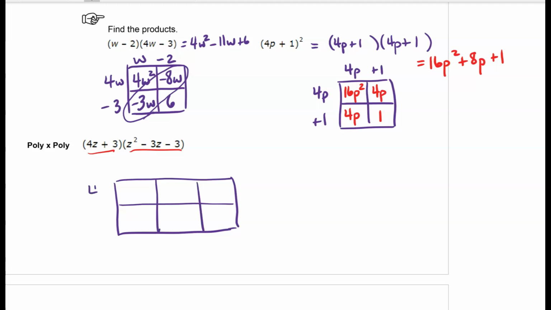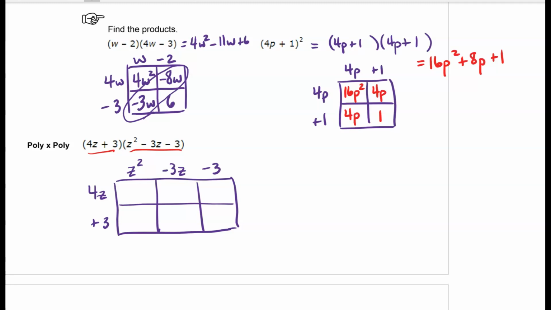I'm going to put my 4z plus 3 down the side because I have 2 rows. And then I need a z squared, a minus 3z, and a minus 3 on each of my columns. After you set it up like this, your process is the same as what we did before. We're going to multiply each row and column where they intersect. We're going to put that product.